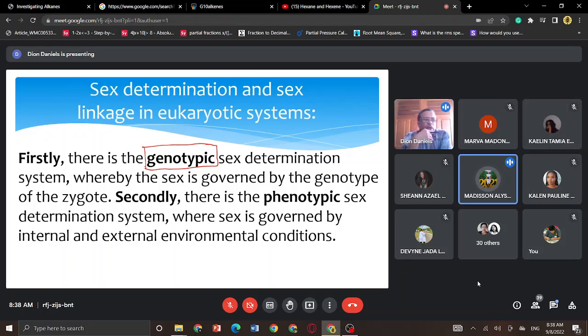Do you think genes and sex chromosomes? Say that again, Madison. Genes and sex chromosomes. Do you think we as human beings, our sex is being determined by the genotypic sex determination system?